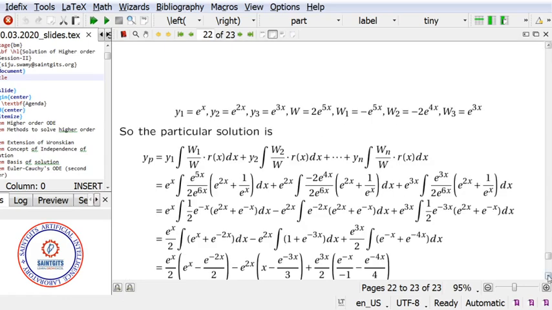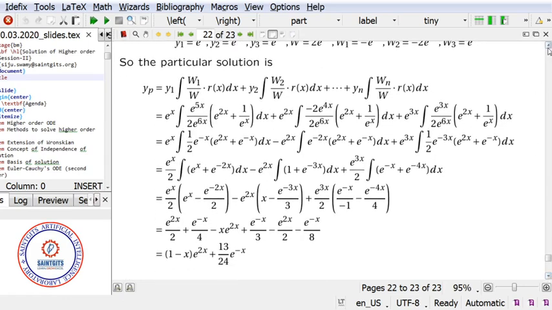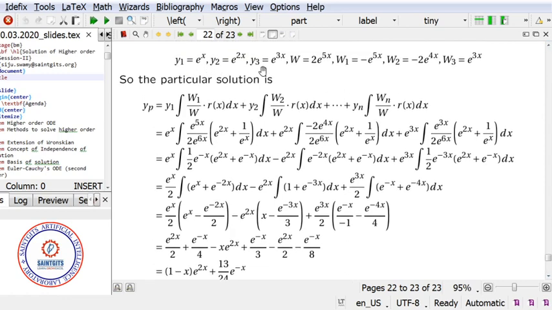Now the last step, that is calculating the particular solution. We simply rewrite y1, y2, y3, W, W1, W2 and W3 here, because we can easily substitute without any mistake. I write the formula for the particular solution, that is yp equal to y1 into the integral of W1 by W times r of x dx, plus etc. I fill the values. Then e^5x by 2e^6x. This 2 can be put here as 1 by 2. This becomes 1 by e^x, that is e^minus x. Then multiply this e^minus x into the argument, then simplify this, then integrate.